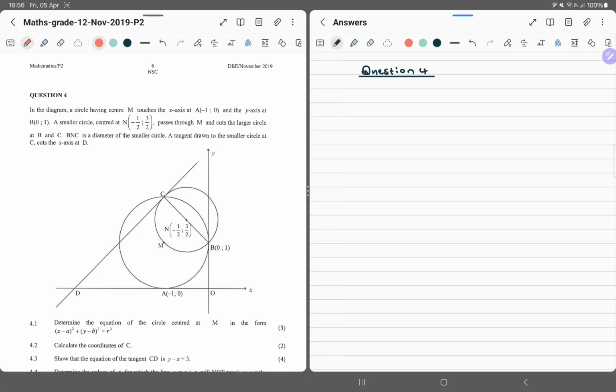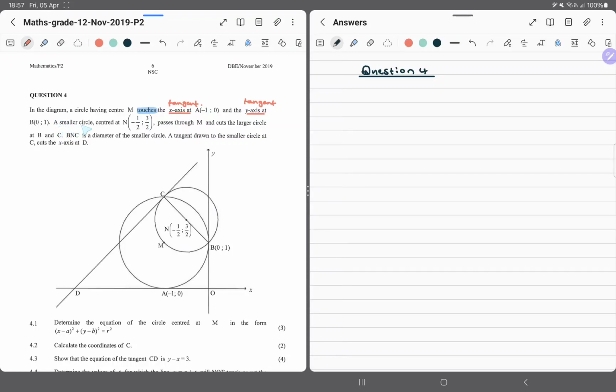All right, so let's read. We are given a diagram of a circle having center M touching the x-axis. Now that statement that says touches is already giving us the fact that the x-axis is tangential to this particular circle at point A (-1; 0), as well as the y-axis. That also means this becomes a tangent at that point B, which is (0; 1). So that's very good information.